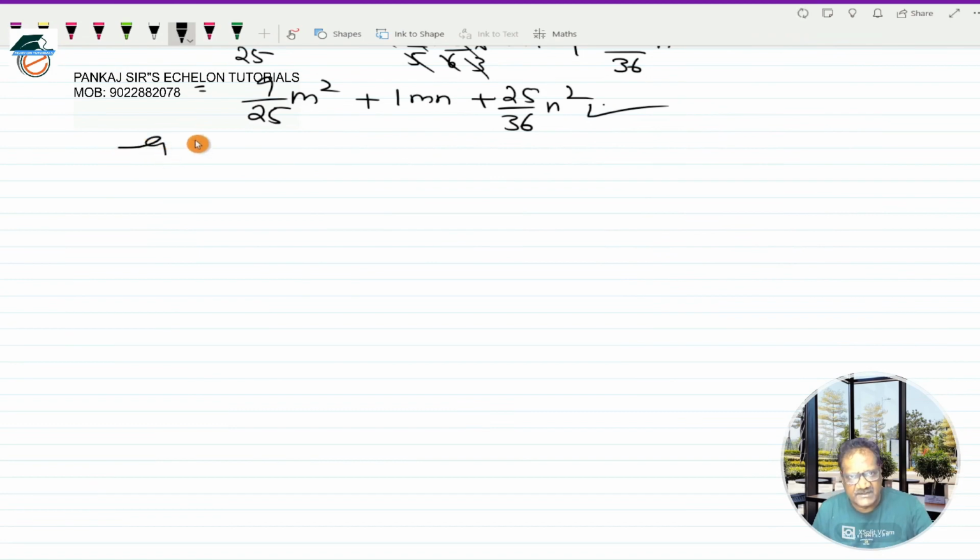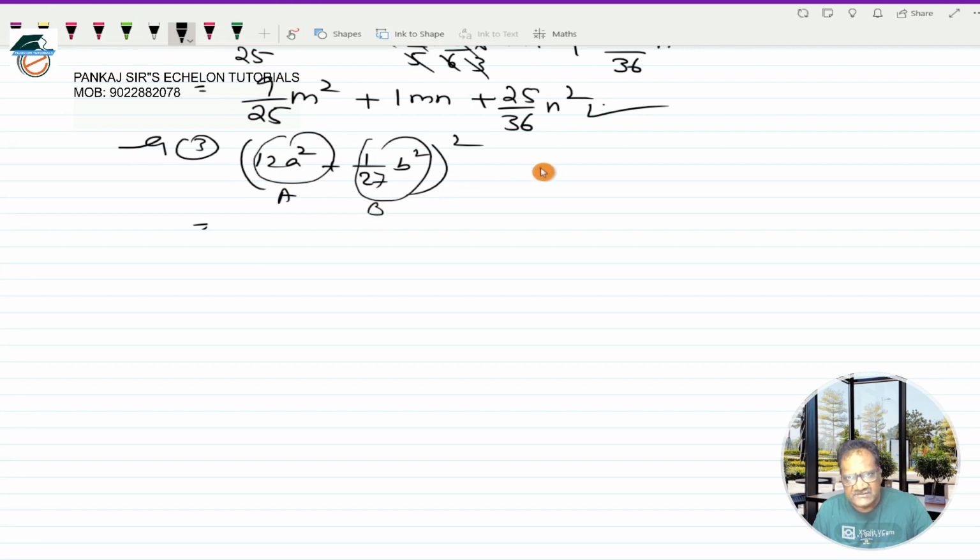So example number 3, it says (12a square plus 1 upon 27b square) the whole square. This should work out to, now this is (a plus b) whole square. Now this entire thing is my a, this entire thing is my b, and it's of the form (a plus b) the whole square, isn't it? This way also you can do it.